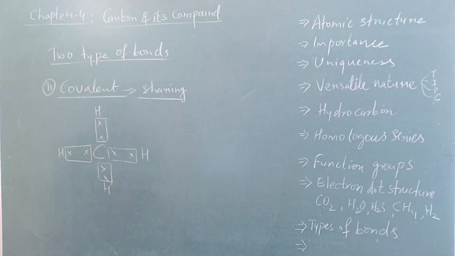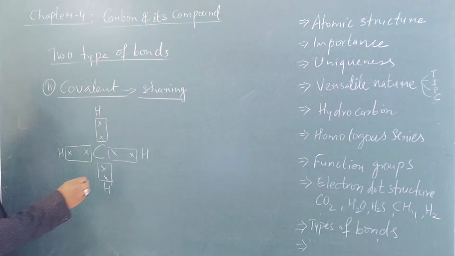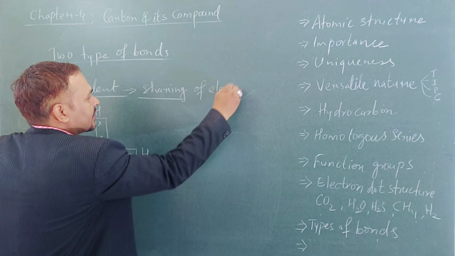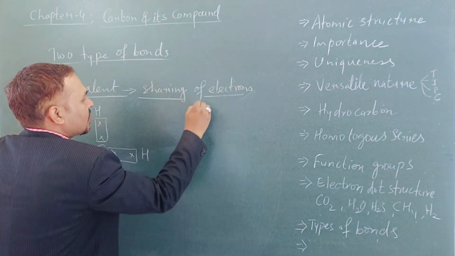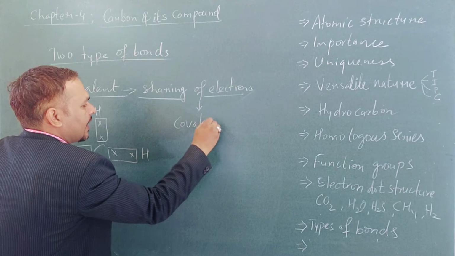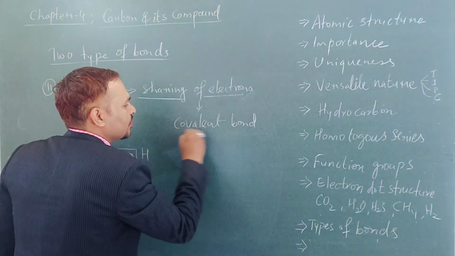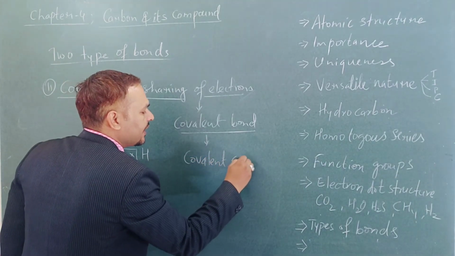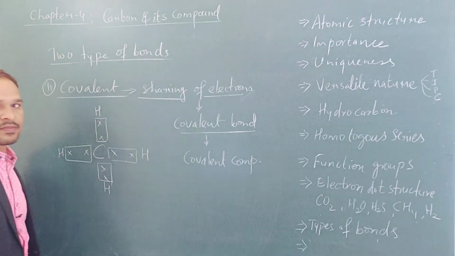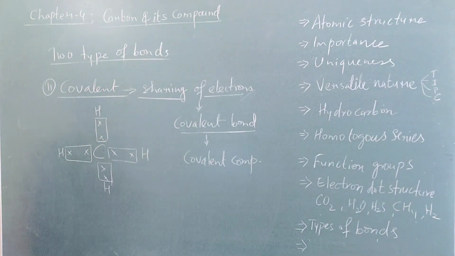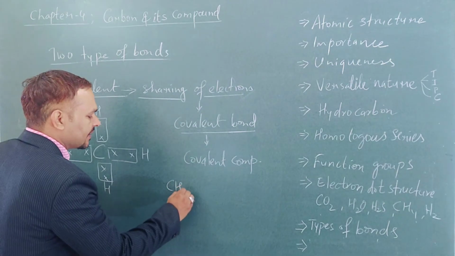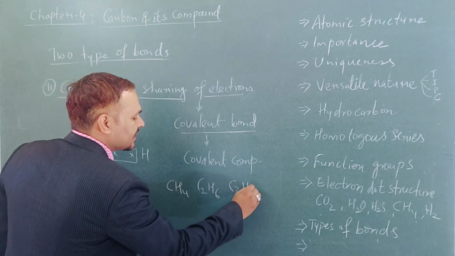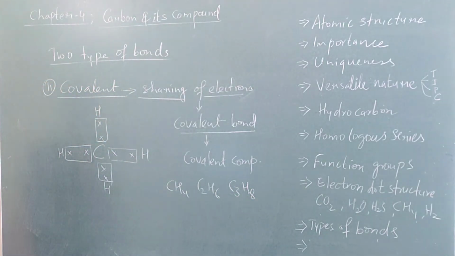So here you can see, when the bond is formed after sharing of electrons, this bond is known as covalent bond, and the compound which is formed by the covalent bond is also known as a covalent compound. I hope the examples are clear. There are many examples. You can write methane, ethane, C2H6, propane, C3H8. So there are many examples you will have for this.